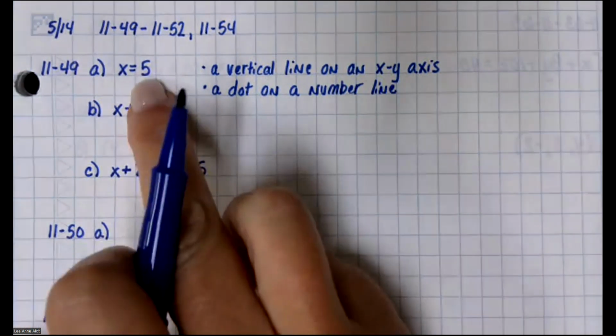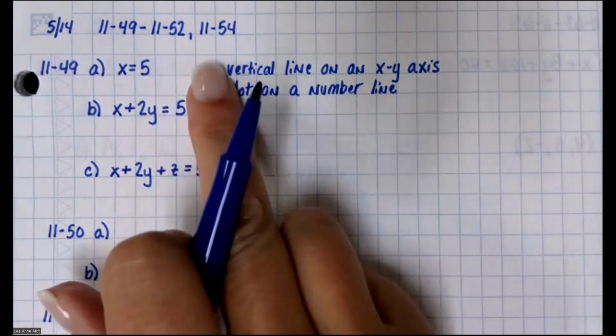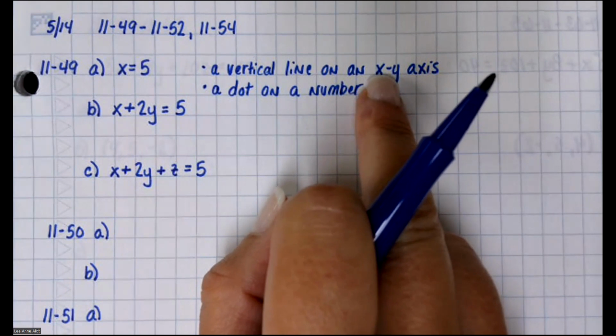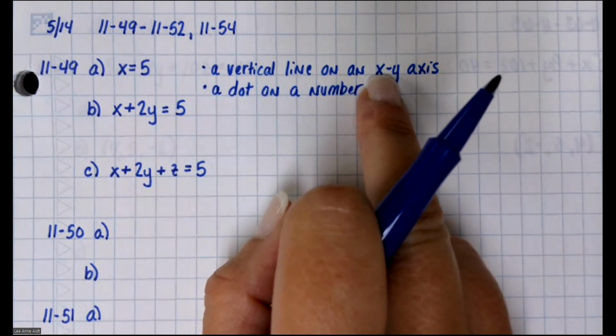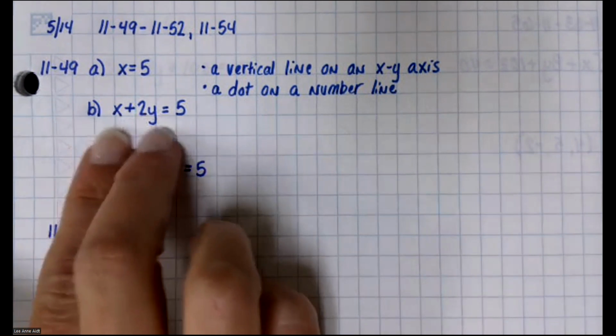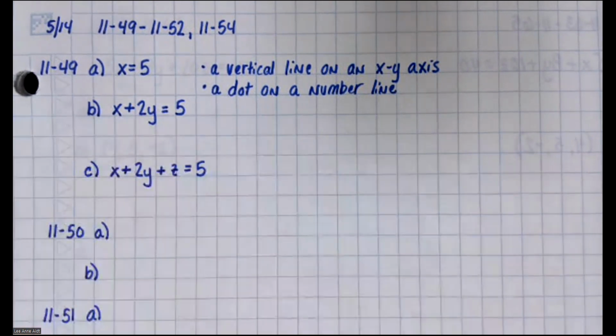Okay, so this is 1-dimensional. You can get a vertical line on a 2-dimensional thing, which means it's just going straight up and down, or you could get a dot on a number line. Those are both 1-dimensional options. Now we're going to move to 2-dimensional. This is still math 1 here.